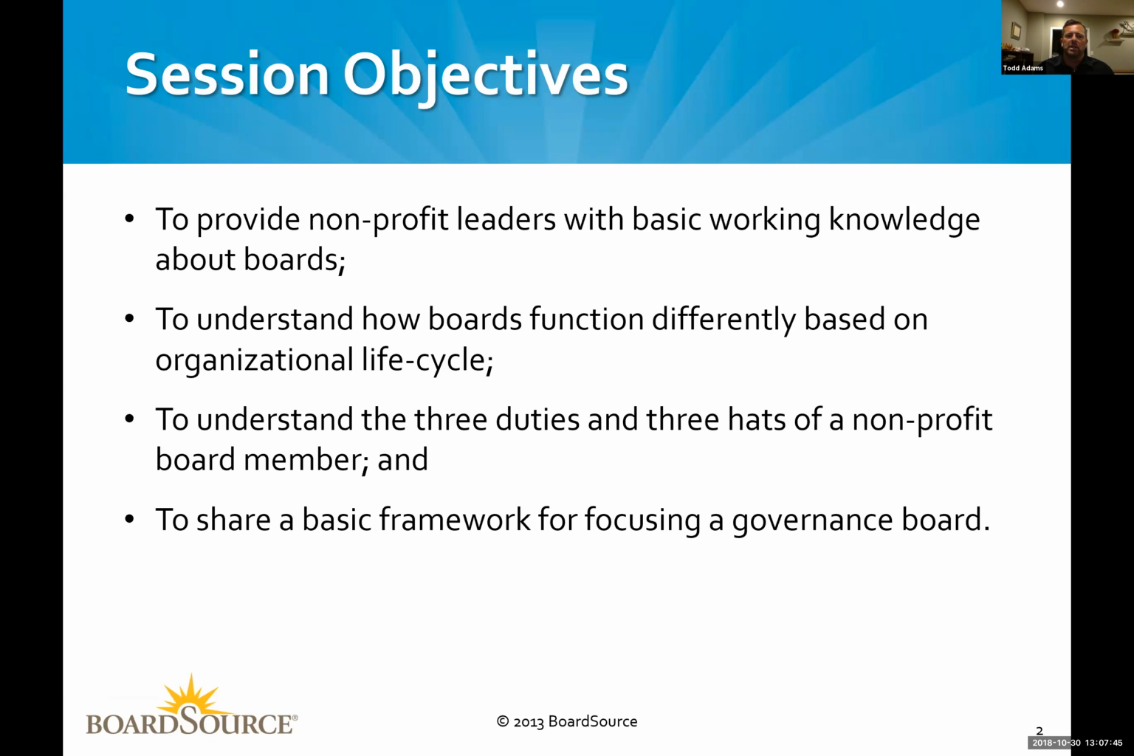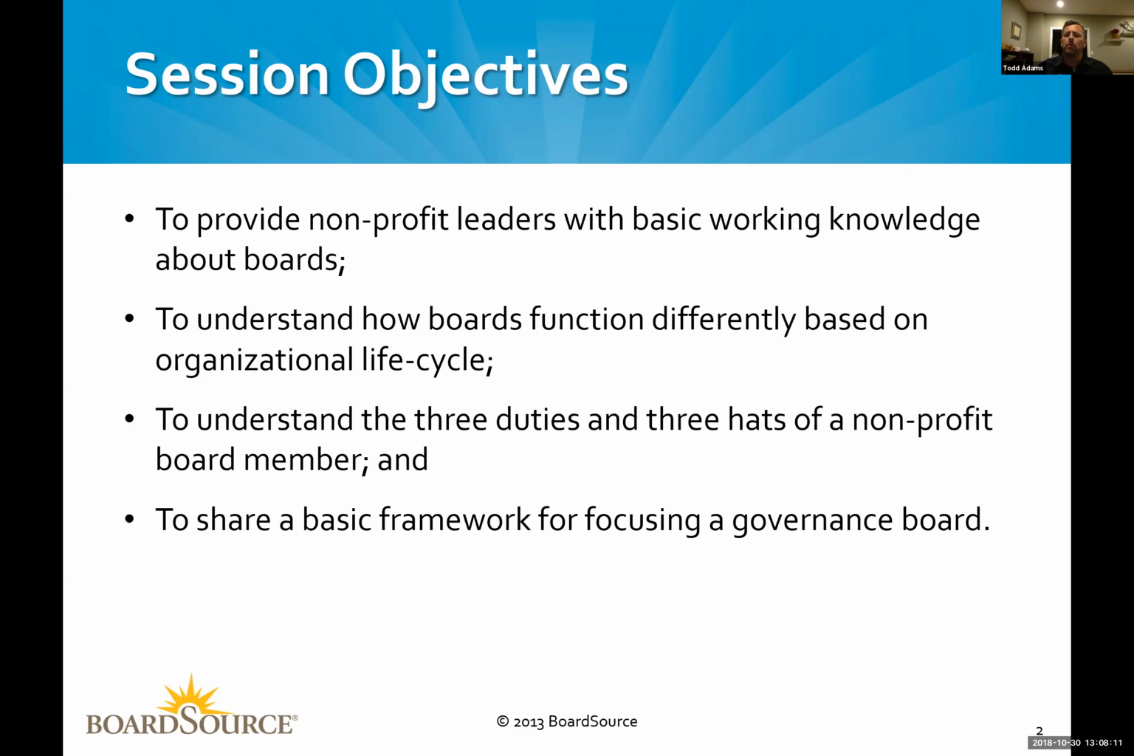Today, really, we have 4 objectives that we hope to cover in the next few minutes that we have together. First, I want to provide you with some basic working knowledge, some language and terminology that you can use in talking with your board, and understanding what the role, purpose, and function of your board is based on where your organization, your ministry, is in its life cycle.